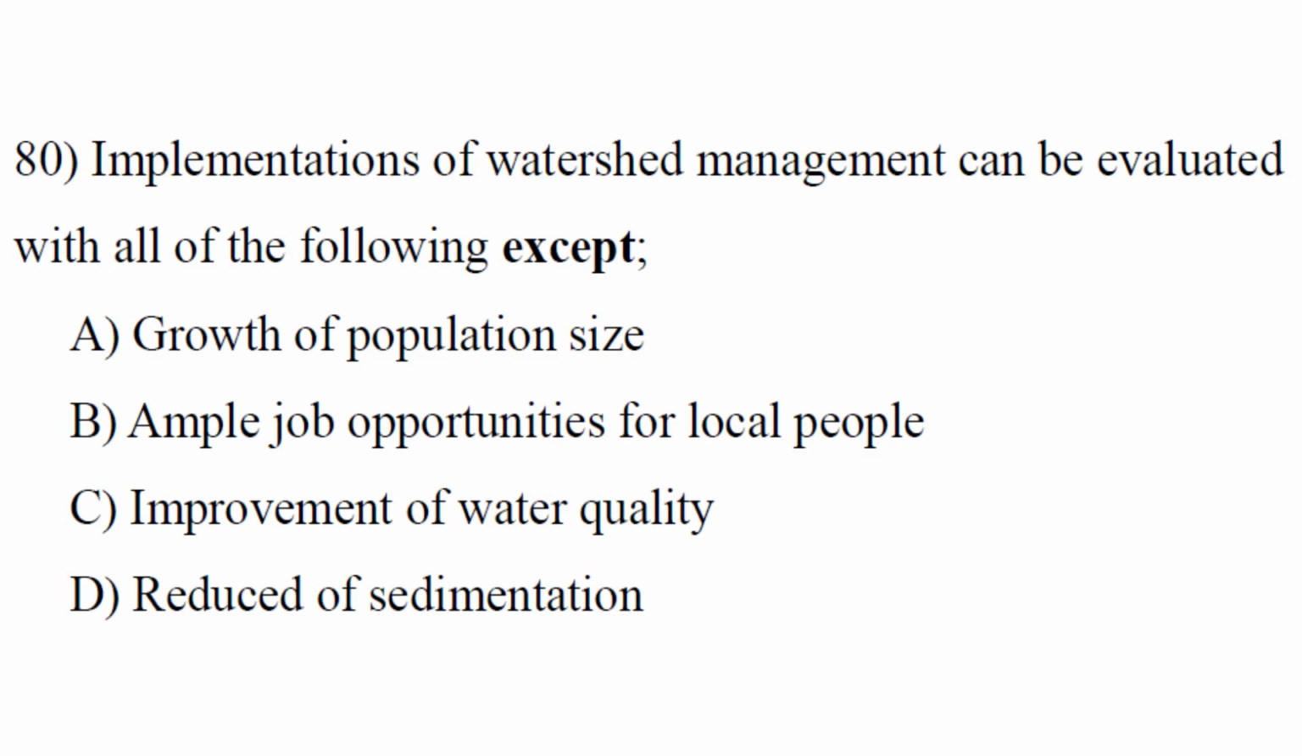80. Implementation of watershed management can be evaluated with all of the following except A. Growth of population size. B. Ample job opportunities for local people. C. Improvement of water quality. D. Reduced sedimentation. Answer: A. Growth of population size.